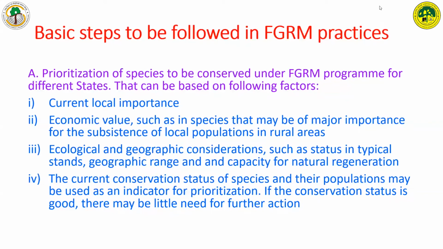Now, these are the basic steps you are supposed to follow in the FGRM practice. The prioritization of the species to be conserved for the different states, as I told you, is to be done mostly by the state forest department, because they are the custodian of the forest resources available. I don't mean to say that it is only the forest department. Even the trees outside the forest in the agroforestry system now have a large number of variations, because people have started using different cultivation methods, different types of clones, breedings, etc. So the agroforestry system could also be a very good area for FGRM processes, right?